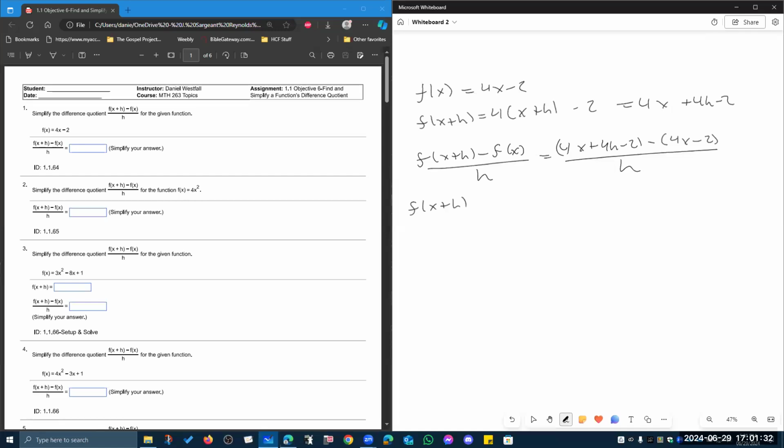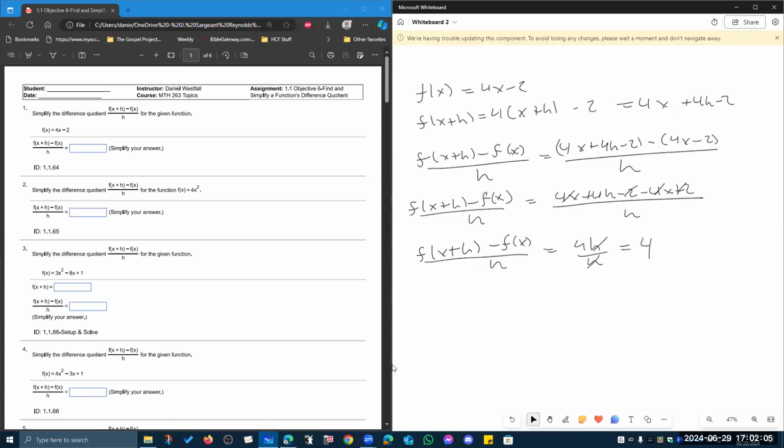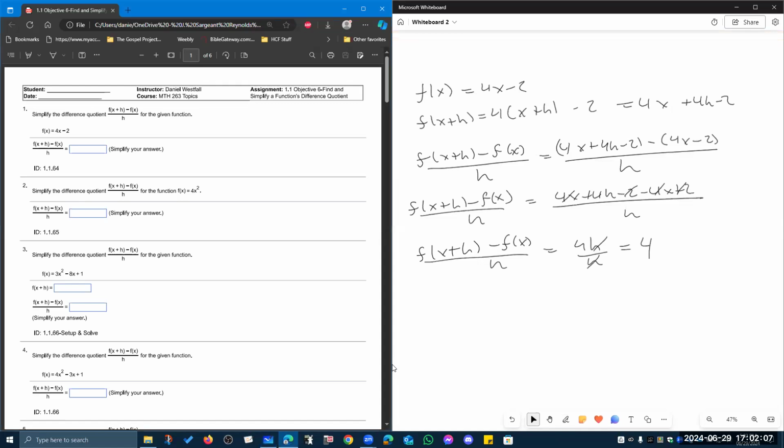F of x plus h minus f of x divided by h is going to be 4x plus 4h minus 2 minus 4x plus 2 over h. Subtract the 4x's off. 2 minus 2 is 0. So it's going to be 4h divided by h. Part of the definition of the difference quotient is that h is not allowed to be 0, so that will make a 1 when it simplifies. And my answer here is 4.